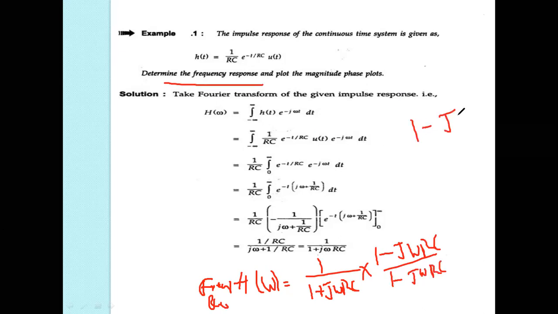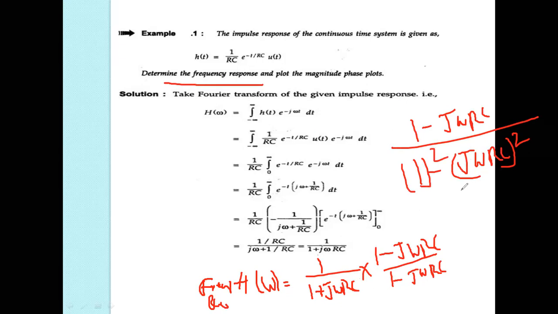The numerator is (1 minus jωRC) whole, divided by (1 plus a) into (a minus b)... (1 minus jωRC) whole square, a square minus b square. What is j square? It is nothing but minus 1, and here a minus is already there. So we get (1 minus jωRC) by (1 plus ωRC) whole square.